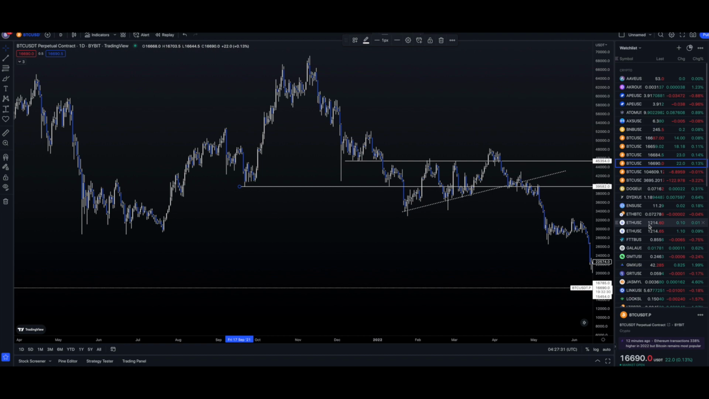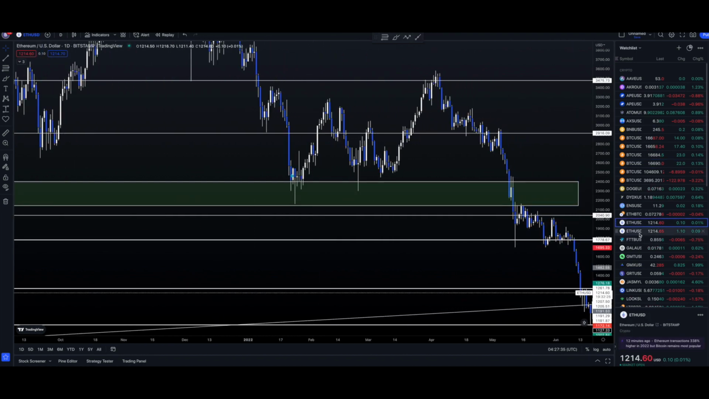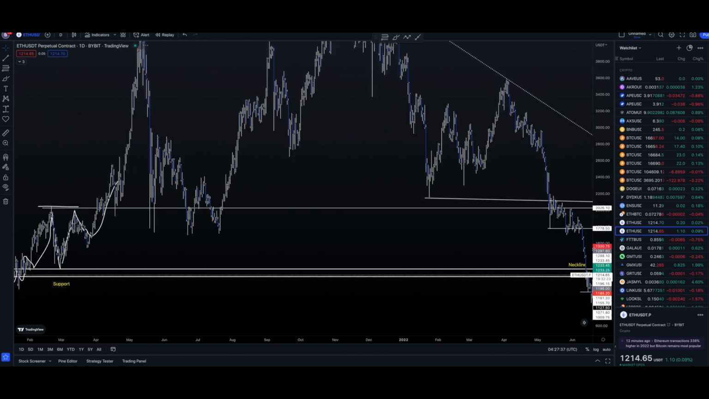So let's have a look at Ethereum and see if we can find another example. Let's go to this one. A little bit more cleaner.